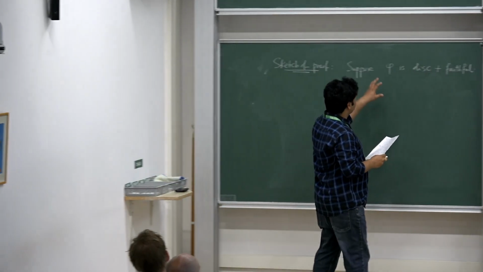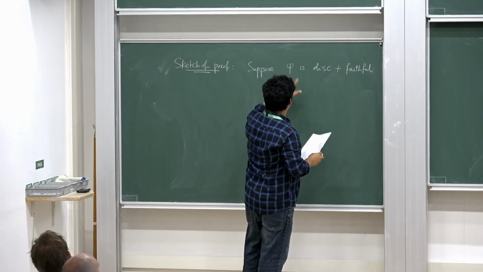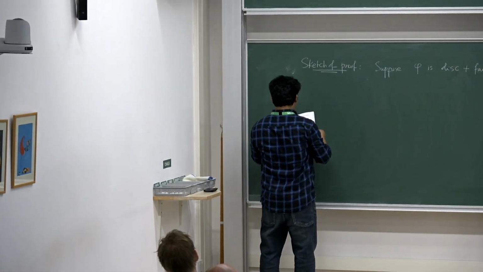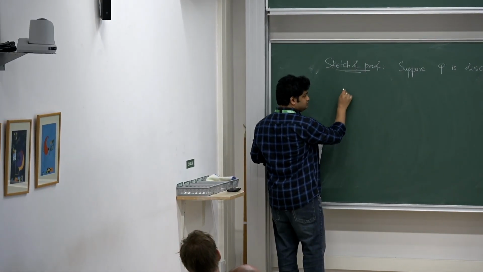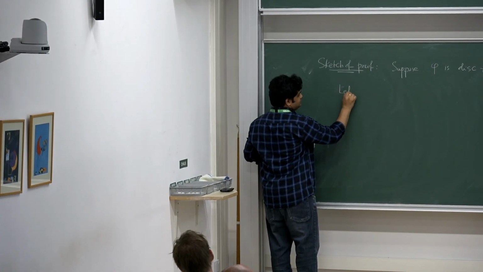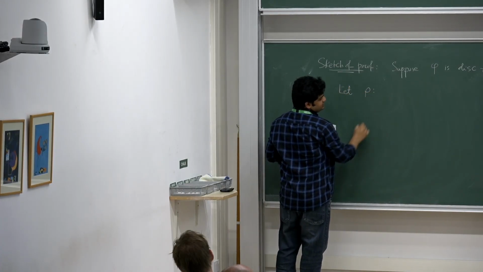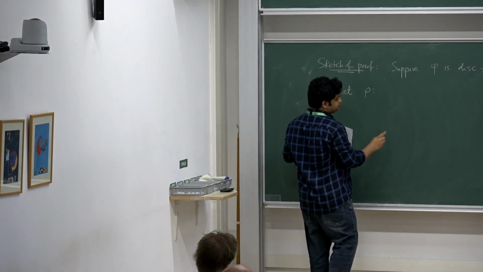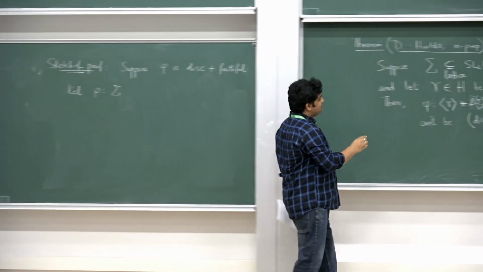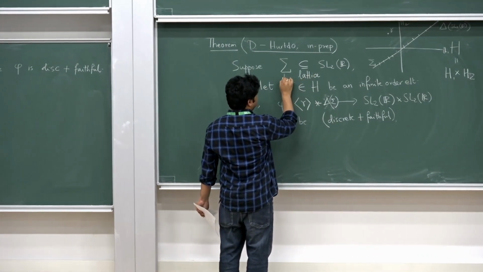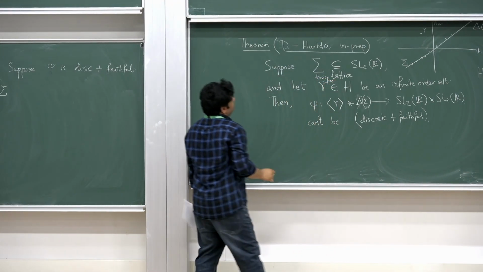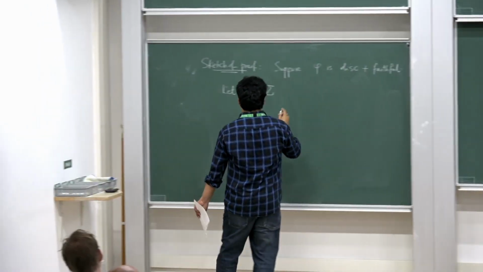So the idea is to construct a representation of this image of this group, in the following way. So first, let rho from, okay, we can always assume, passing to a finite index subgroup, that this is torsion free, just to avoid issues.